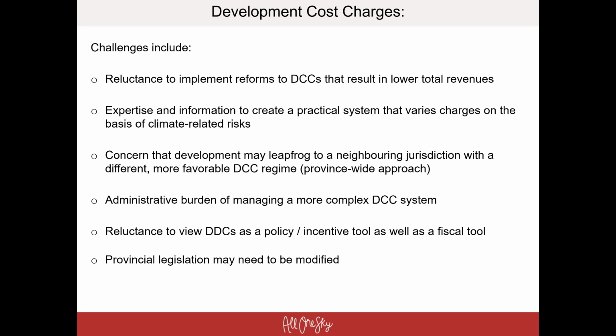Being a concept that's not actually in practice at the moment, there are a number of challenges that have been identified. One of them relates to the reluctance on the part of local governments to make adjustments to development cost charges that might result in lower total revenues, given the importance of these charges within the total tax mix or revenue base. There's also going to be a fair amount of expertise and information required in order to create a practical development cost charge system within this context. The administrative burden of managing the system as well, and also there might be some potential changes to the legislation within the Local Government Act in order to make such a system possible.